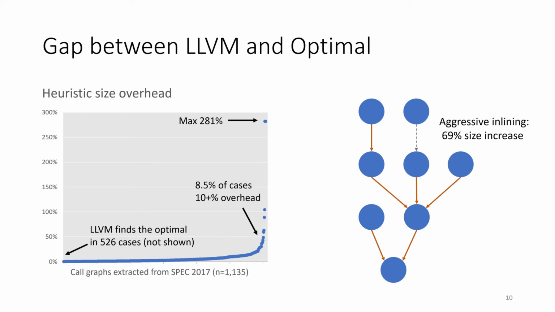An example where LLVM's aggressive inlining results in a significant size increase is shown here. In this call graph, LLVM's heuristic decided to inline the highlighted edges, as shown here, and it did not inline the dashed one. In the optimally inlined version, this call graph contained no inlined edges. So this aggressive inlining results in a 69% size increase. Similarly, there were other cases where LLVM decided to inline most edges, whereas the optimally inlined versions contained only a small subset of these inlined.